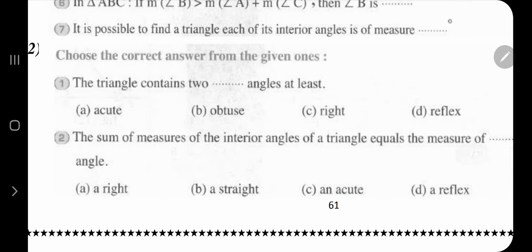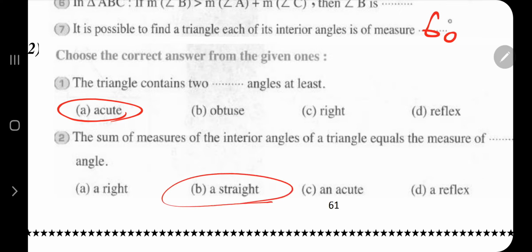It's possible to find a triangle each of whose interior angles equals 60. The two triangles contain two acute angles at least. The sum of the measures of the interior angles of a triangle equals the measure of a straight angle, because the triangle is 180 and the straight angle is 180.